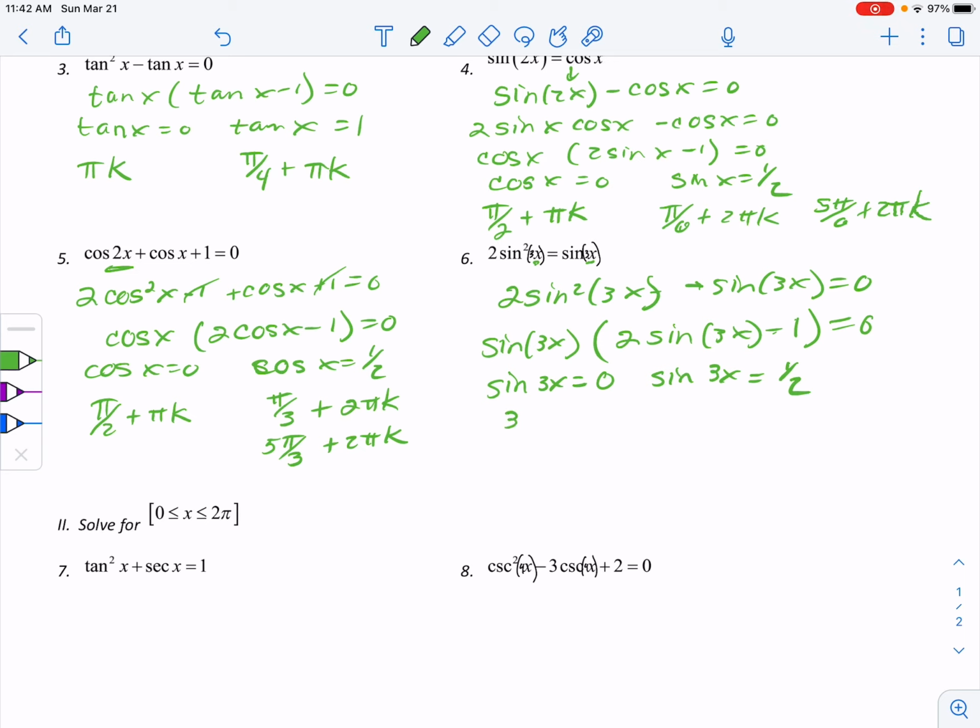Now, what happens is with 3x, you're looking for the angle that equals 0. So the sine is 0 at 0 and pi and 2 pi, etc. So it's pi plus pi k. Now remember, this changes the period. You're going to divide by 3. So x is equal to pi over 3 plus pi over 3 k.